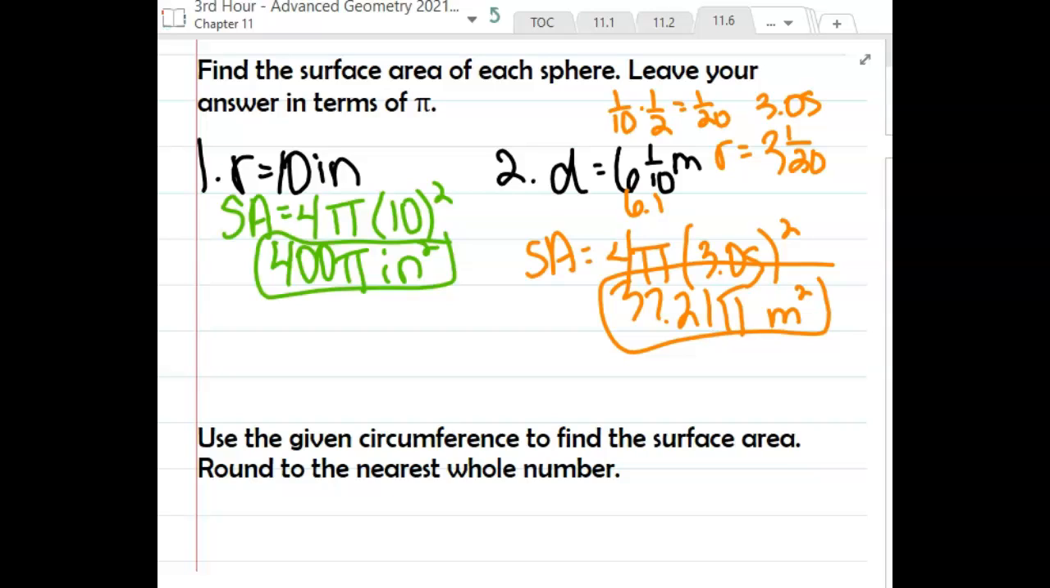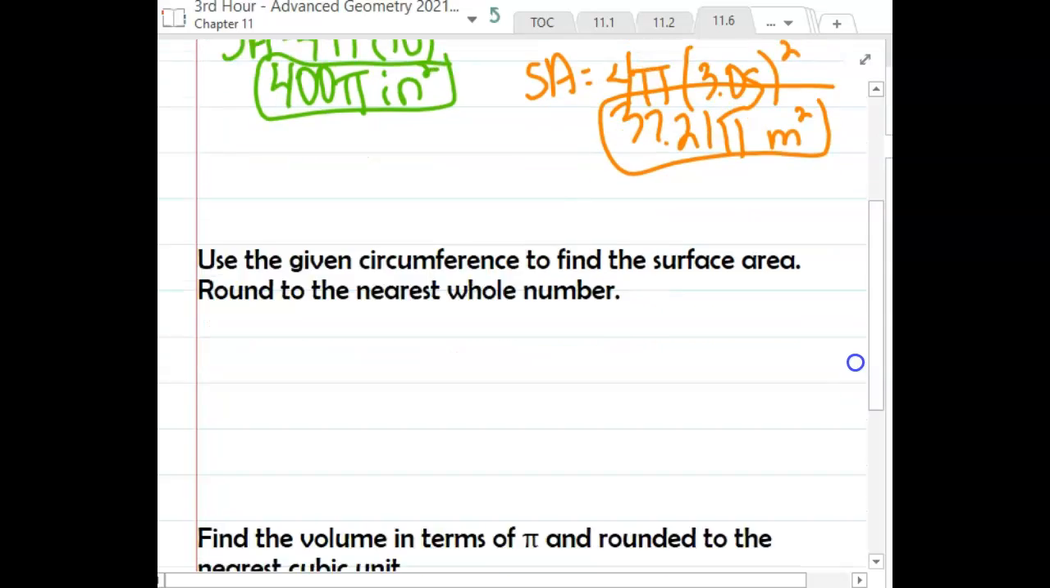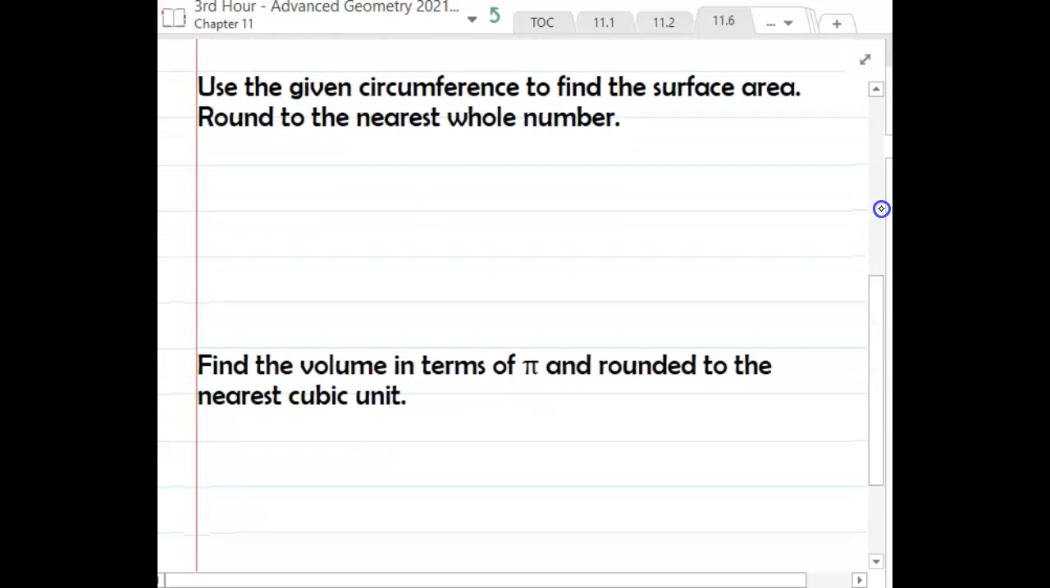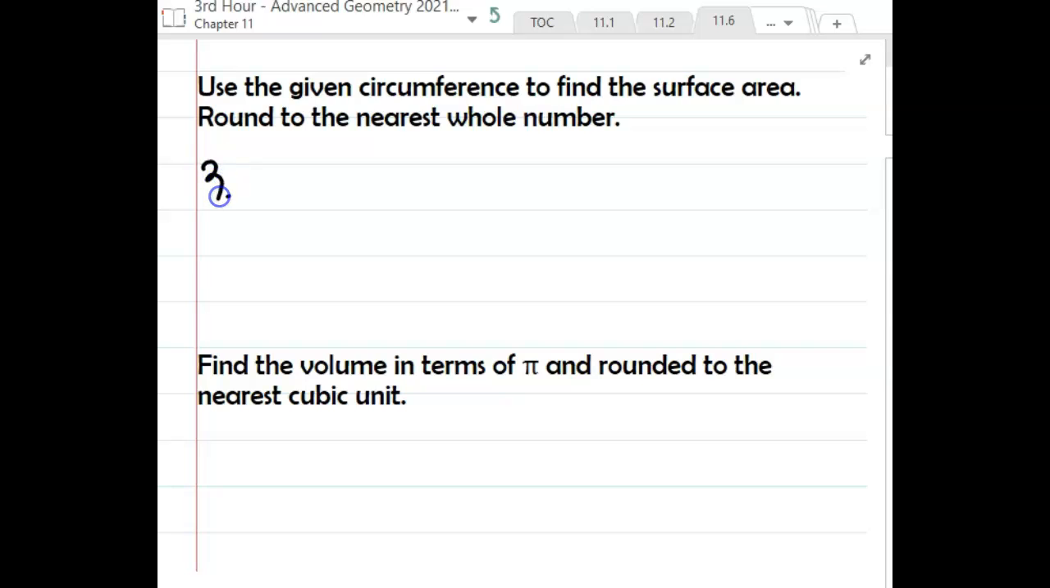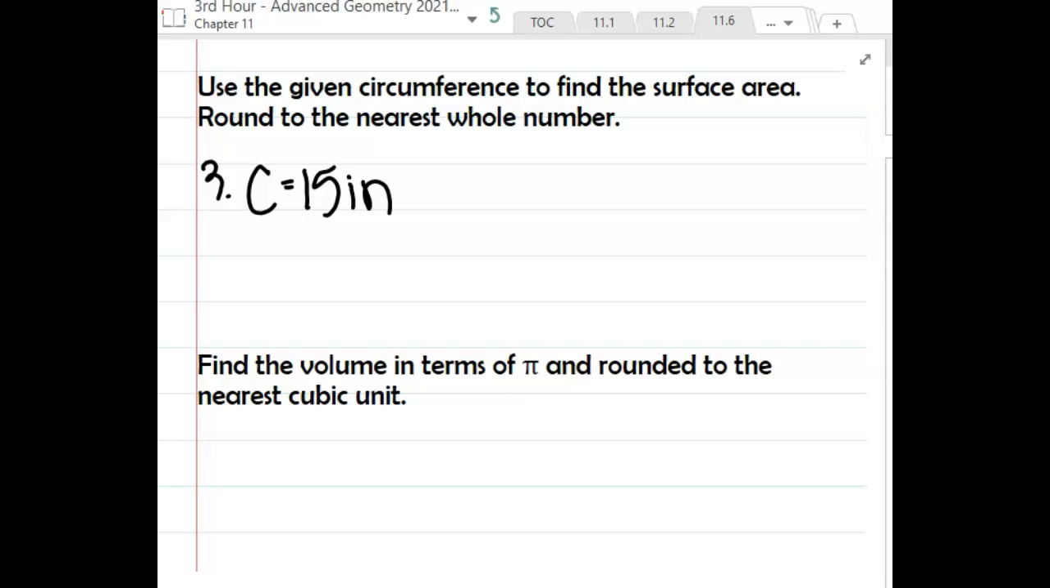Okay, so spheres and the formulas for spheres are relatively simple because you're just looking for the radius. So what we're going to do next is, instead of giving you the radius or the diameter, we have a sphere with the given circumference. I want to find the surface area. So let's say I have a sphere that has a circumference of 15 inches. To find the surface area, I need 4 pi r squared. I need the radius, and they don't give me the radius, they give me the circumference.